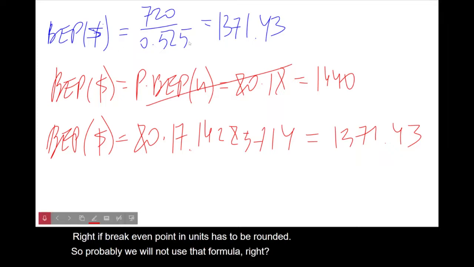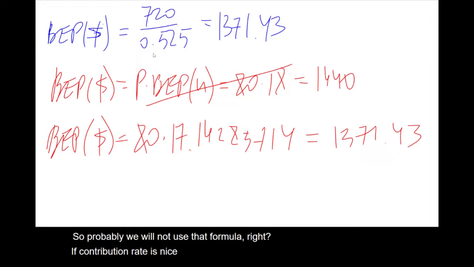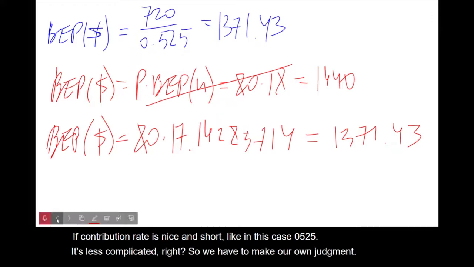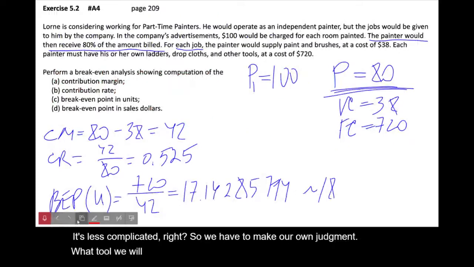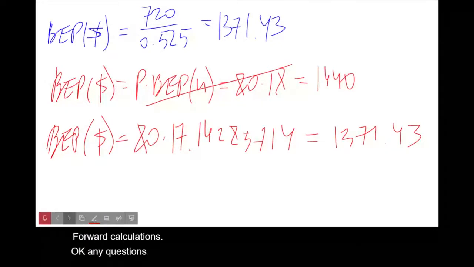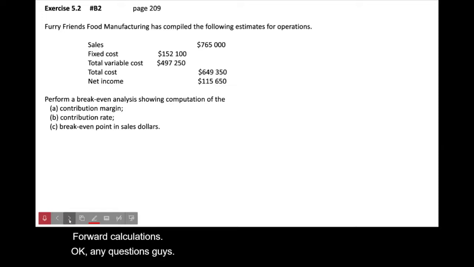If the contribution rate is nice and short, like in this case, 0.525, it's less complicated. So we have to make our own judgment what tool we will use for our calculations. Any questions, guys? Let's move forward.